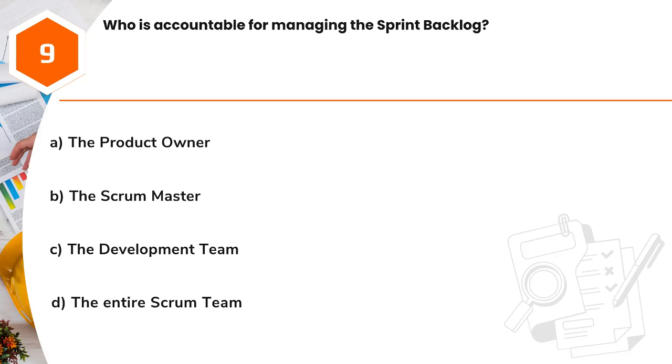Question 9. Who is accountable for managing the sprint backlog? A. The product owner. B. The Scrum Master. C. The development team. D. The entire Scrum team.